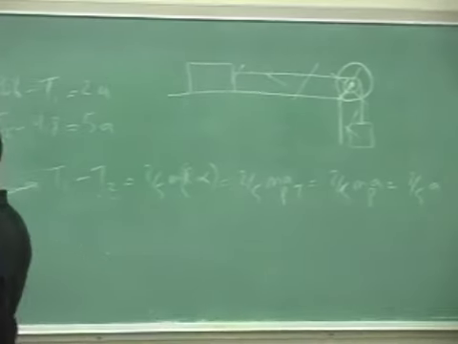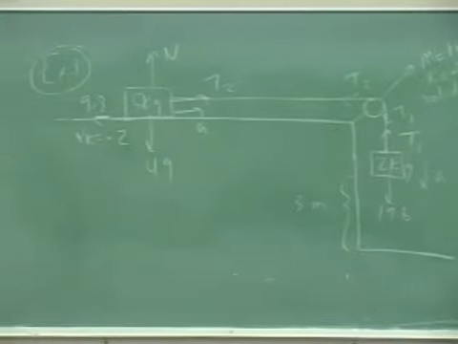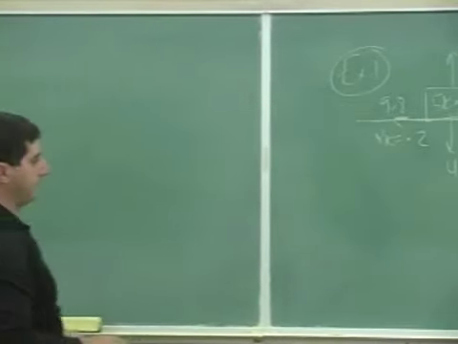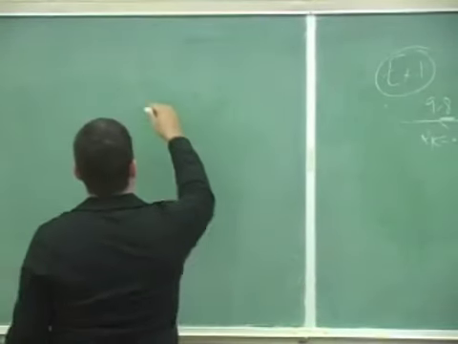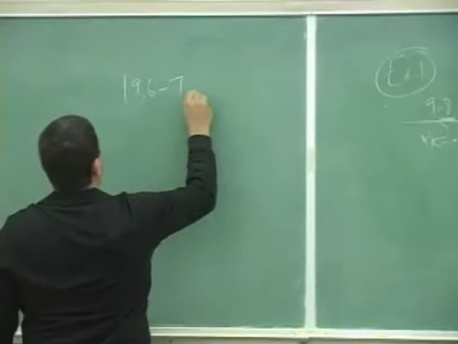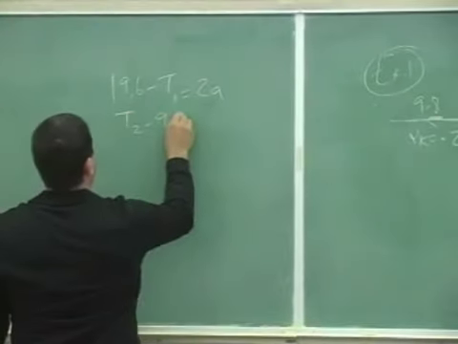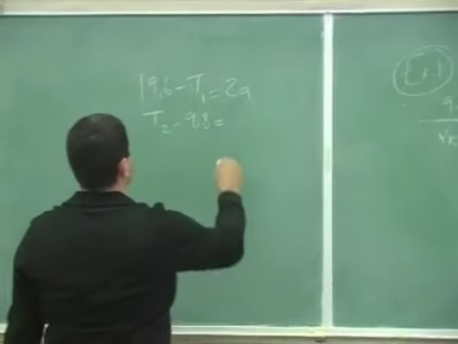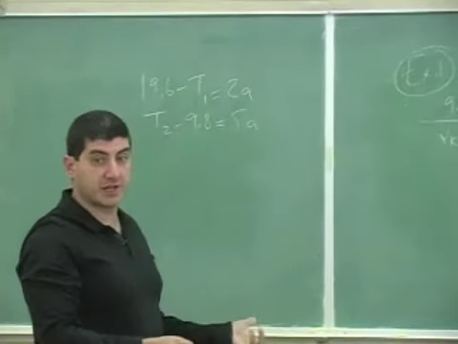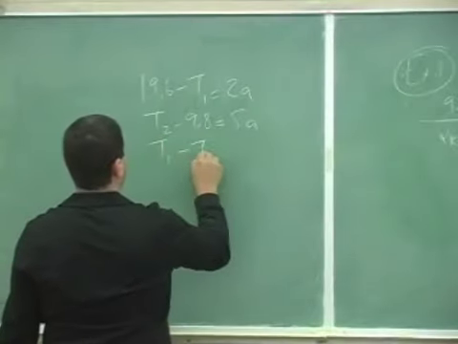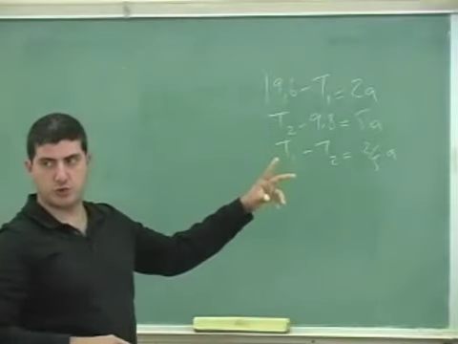Let's write it here. Here are my 3 equations. 19.6 minus T1 equals 2A. T2 minus 9.8 equals 5A. And then the third equation is T1 minus T2 is 2/5 A. And the 3 unknowns are A, T1, and T2.